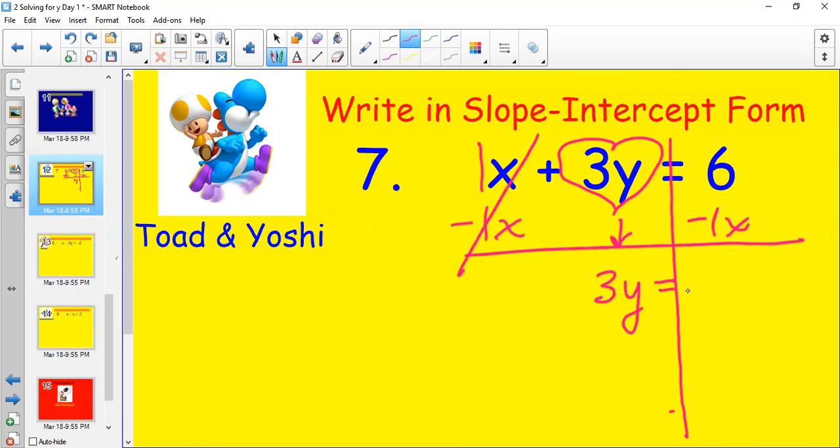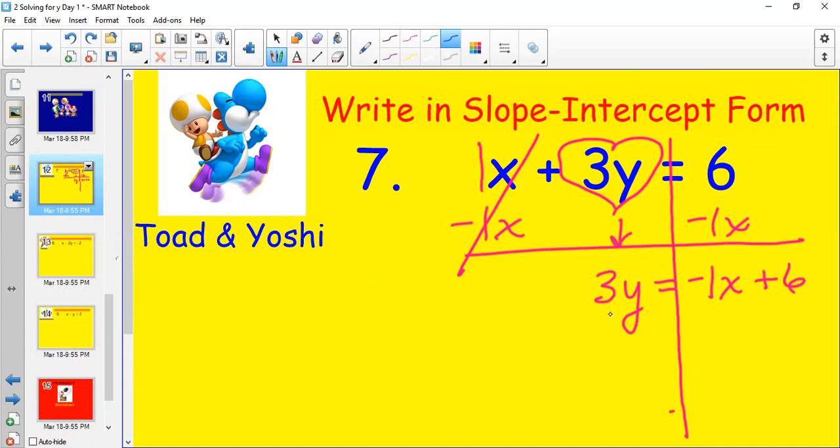How many x's do I have? I have negative 1. How many constants do I have? I have 6. Again, sometimes people will just put a negative x there, but I'll show you why I like to put the 1 here in just 1 second.